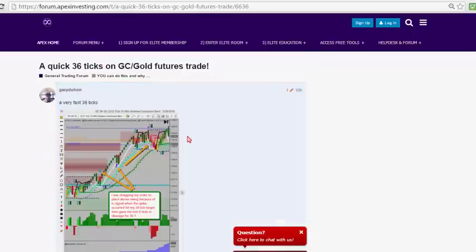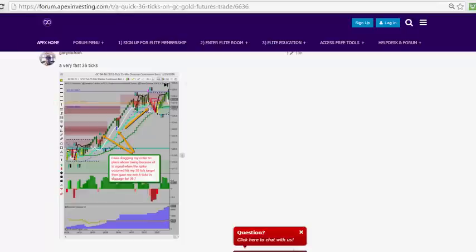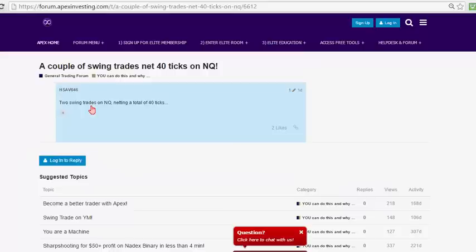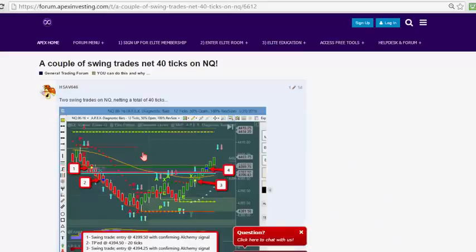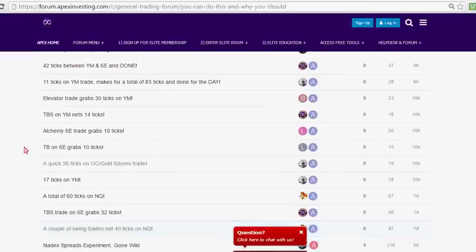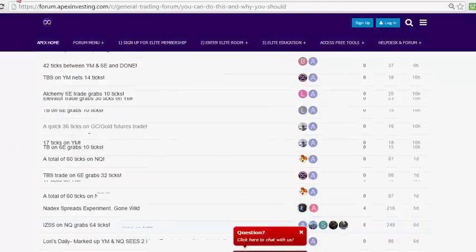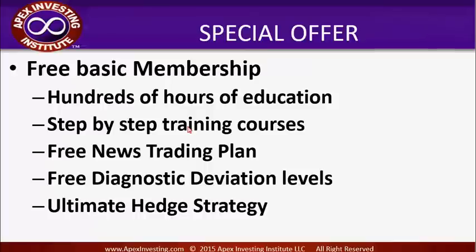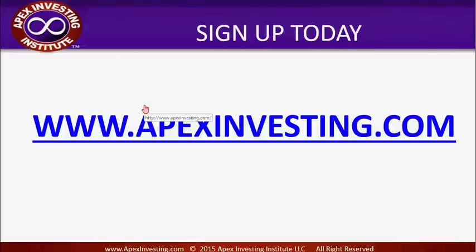And you can go in there and you'll see these trades. They even show their charts, where they got in and what they were doing. And, hey, what did I do right? What did I do wrong? You know, they're all trading these different systems. It's a great place. A couple swing trades, 40 ticks, got in here for a swing. They show you exactly what they're doing, their entries and exits, and you can take a peek at that and hop in there even with your free membership, okay? So that is where you want to go to get full access to the free tools and the free Ultimate Hedge strategy at apexinvesting.com.